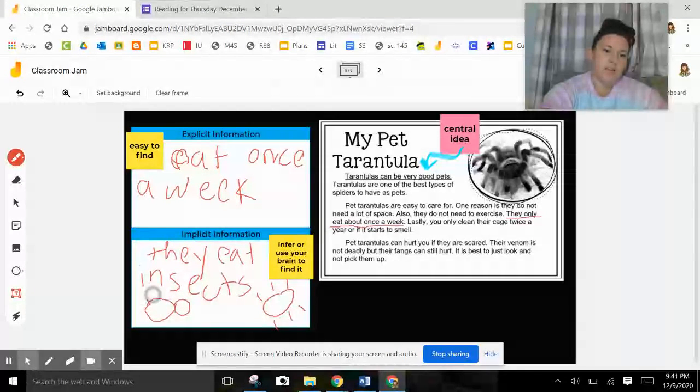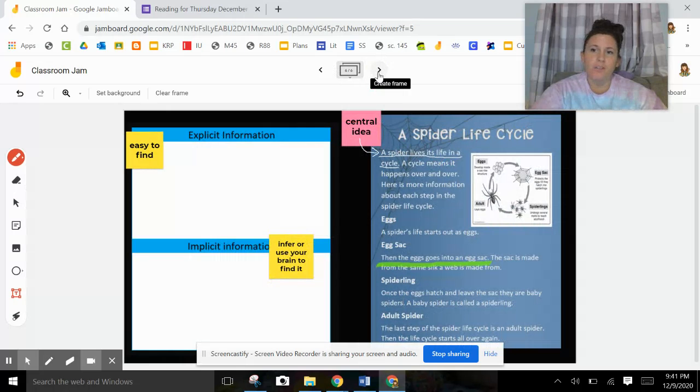And remember, they also eat other spiders. When they're really hungry, they can eat those other spiders. So this is the passage that you're going to be working with today in your form, in your classwork. It's called a spider life cycle. And this basically goes through all the steps of a spider's life cycle, which goes in a circle. It is a cycle, which means it goes over and over and over and it continues to go.